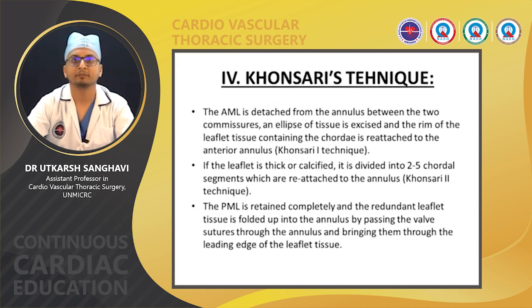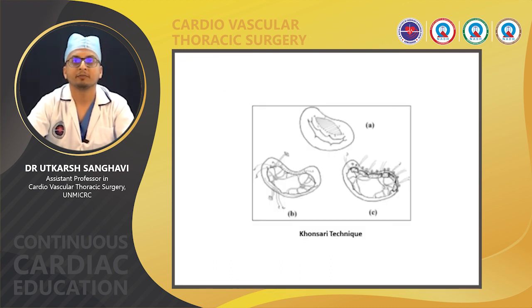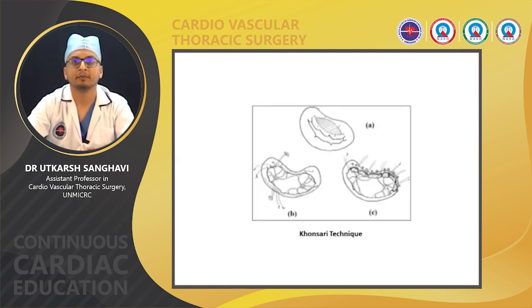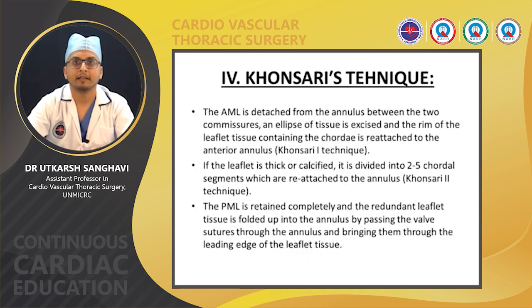Next technique is Khonsari's technique. Here the AML is detached from the annulus, and the technique is divided into two, Khonsari 1 and Khonsari 2. In Khonsari 1, we excise an ellipse of tissue. Here you can see, as in figure A, elliptical tissue from the AML is excised, and the remaining part of the AML is reattached to the anterior annulus, towards the AML side.